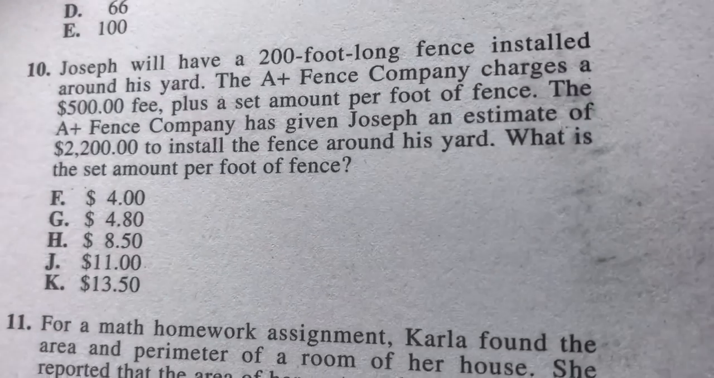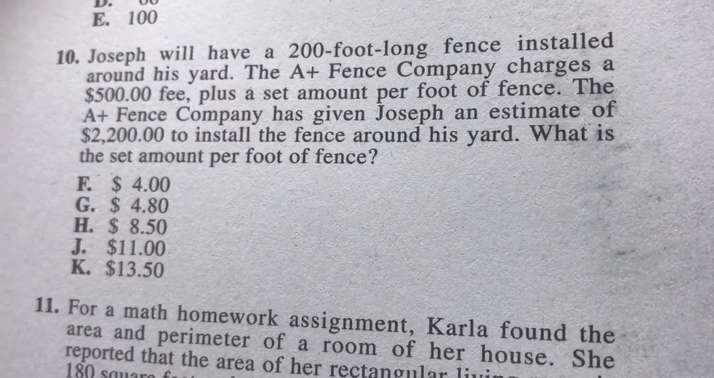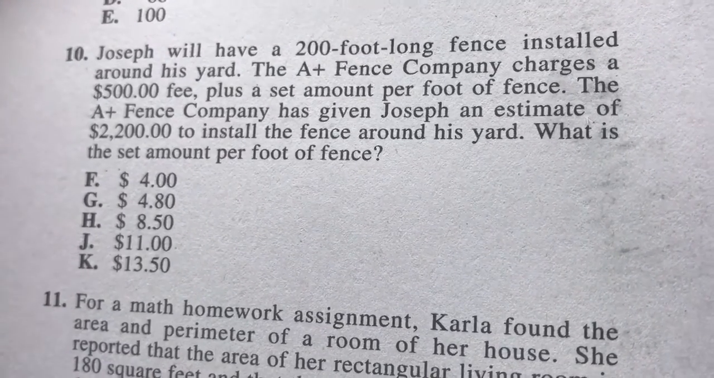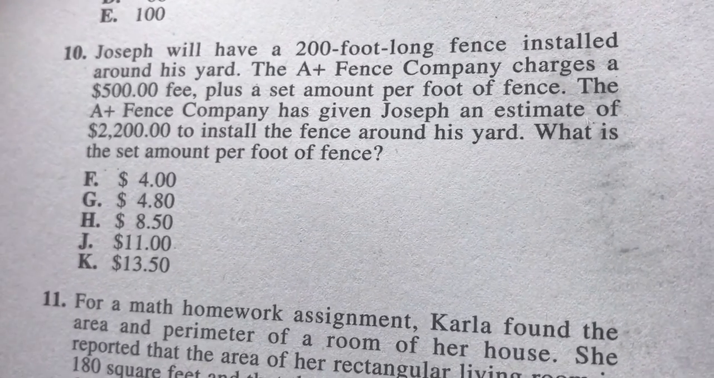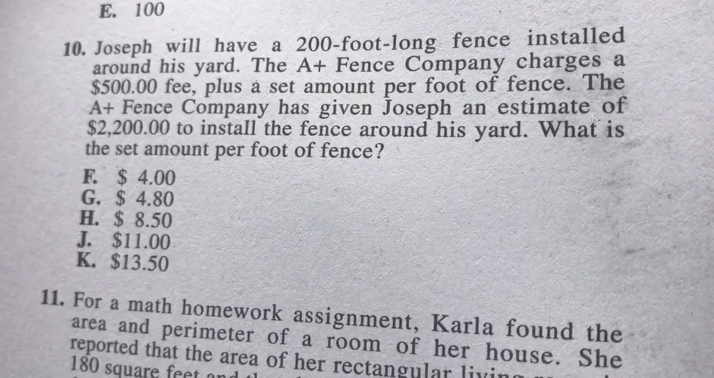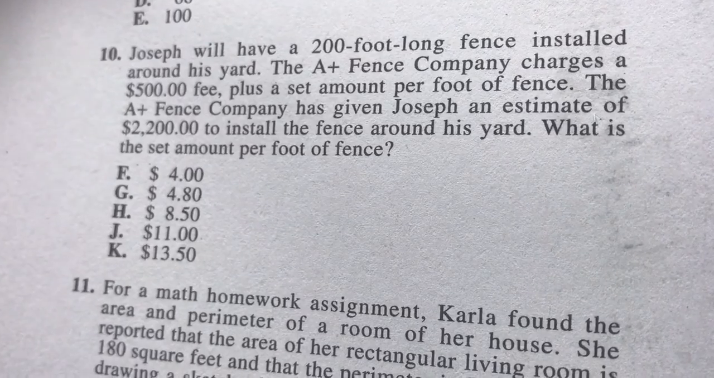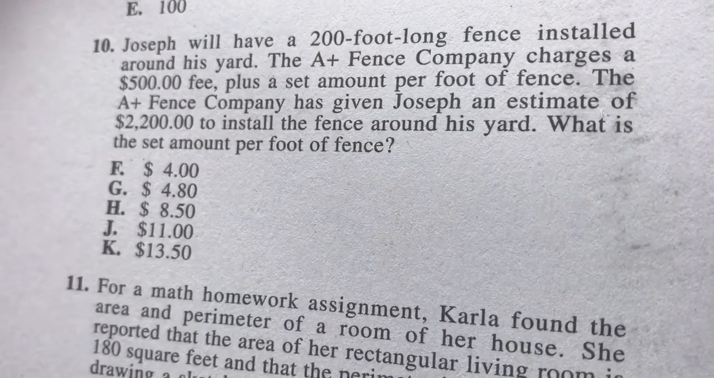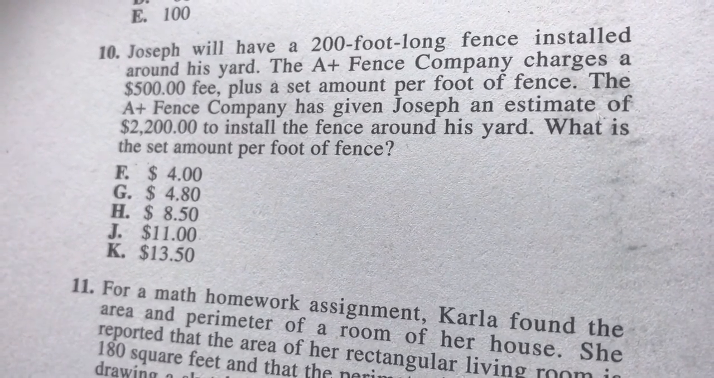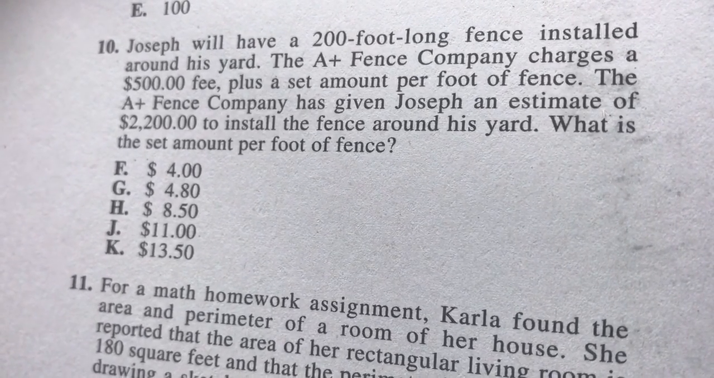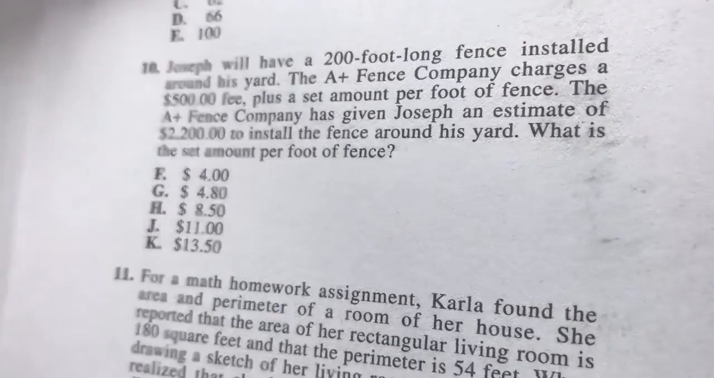So basically, what it says is Joseph has a 200-foot long fence installed around his yard. The A plus fence company charges a $500 fee plus a set amount per foot of fence. The A plus fence company has given Joseph an estimate of $2,200 to install the fence around his yard. What is the set amount per foot of fence?